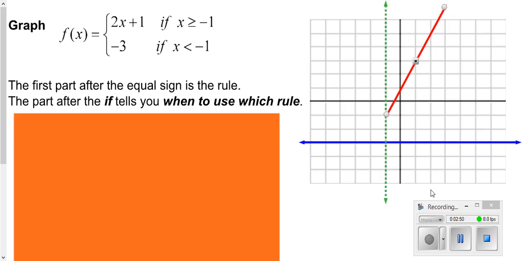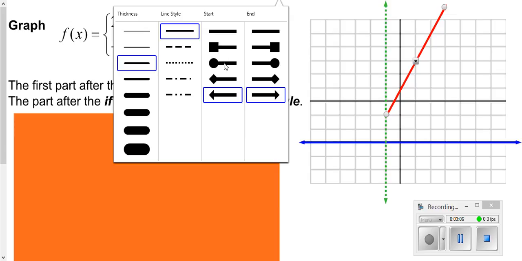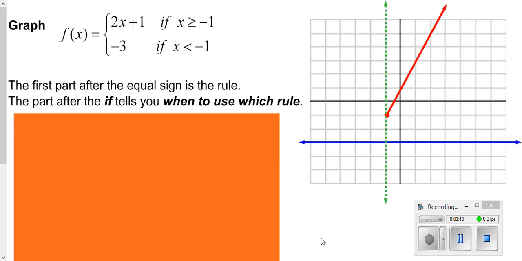Now, we do need to make one adjustment here. It goes this way forever, but it only comes back this way to the line and stops. So I need to make an adjustment. I initially had an arrow here, so I need to adjust that so that I don't have an arrow, and then I have a filled in circle because it's greater than or equal to.